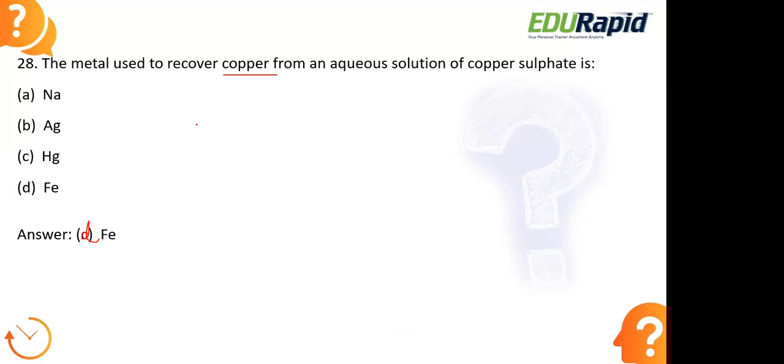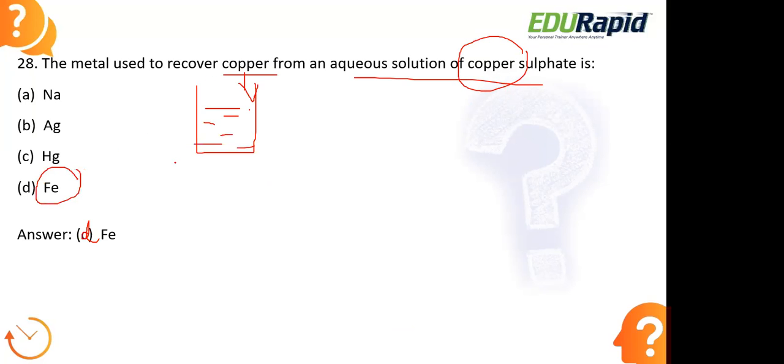Aqueous solution is the one where there will be water, and if we add copper sulfate to this water, that becomes the aqueous solution of copper sulfate, right? So now from this aqueous solution, if you have to extract only the copper, what do we have to do? To separate the copper from the solution, we have to add iron. Okay, we can add an iron nail itself.